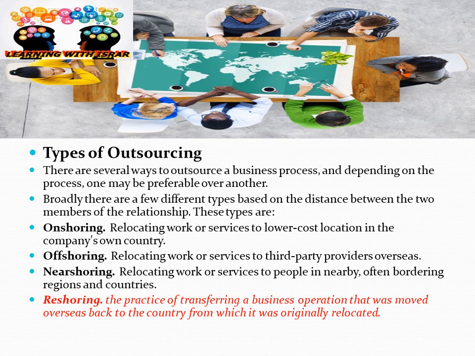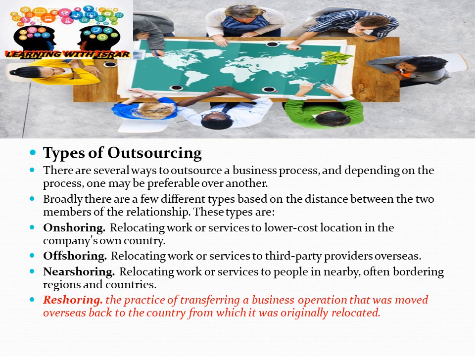There are several ways to outsource a business process, and depending on the process, one may be preferable over another. Broadly, there are a few different types based on the distance between the two members of the relationship. These types are onshoring, like relocating work or services to a lower cost location in the company's own country. So we just give someone work close to us in our own country.